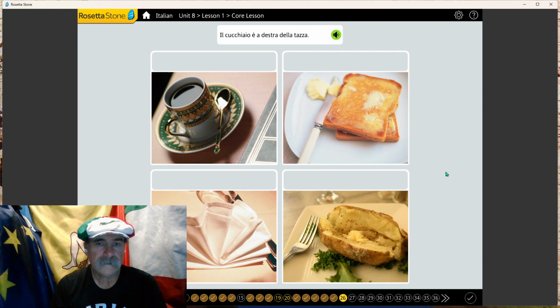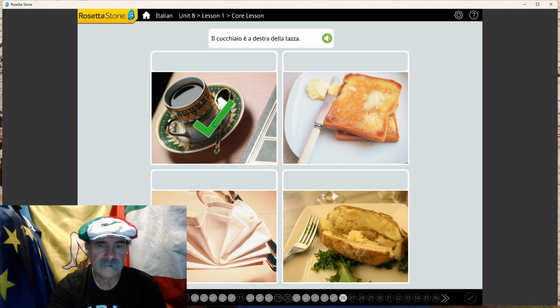Il cucchiaio è a destra della tazza. Il cucchiaio is to the right of the cup. So I'm guessing the spoon is the cucchiaio. Il cucchiaio è a destra della tazza.